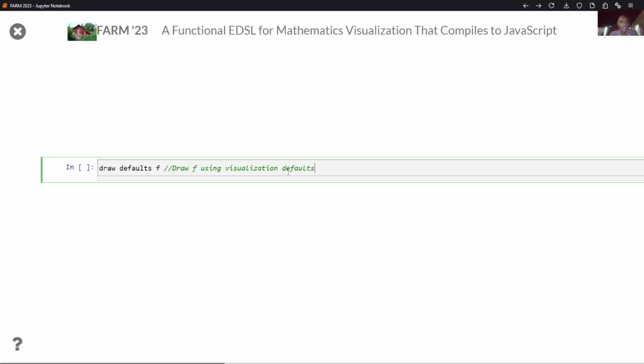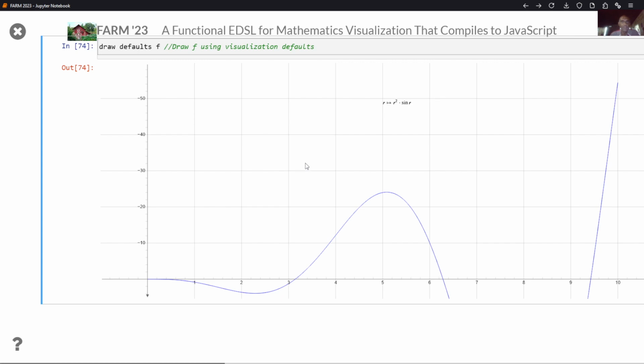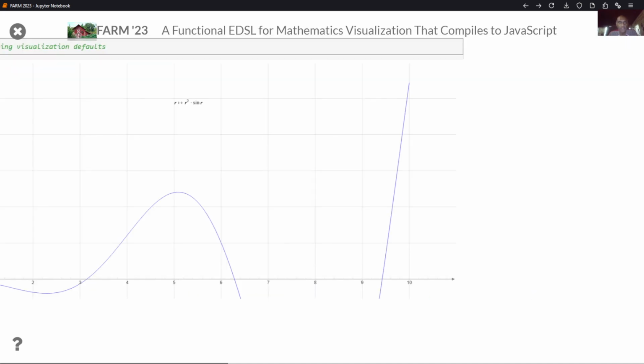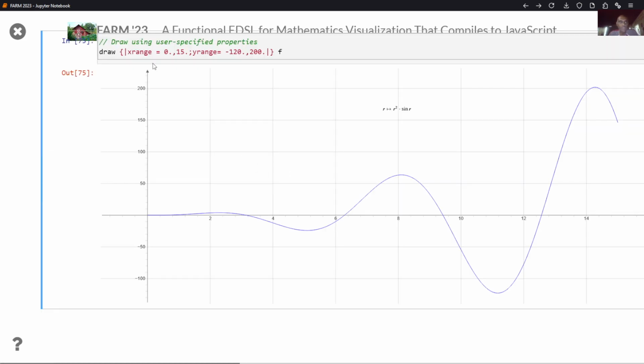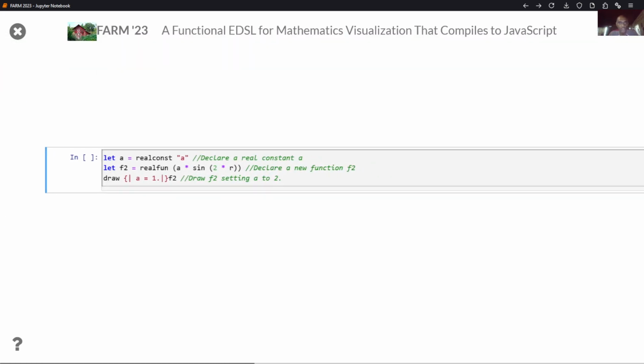Here we just want to visualize the function that we defined before. We just want to visualize f. This is how we visualize functions in Sylvester by default. We just use a simple draw command, and we say we want to use the defaults. Now, if we want to have user-specified properties, here's how we do it. When we draw it like this, we're specifying that we want the x-axis range to be a particular value, and the y-axis range to be a particular value. So we can customize how the visualization is rendered using parameters we pass to the draw command.